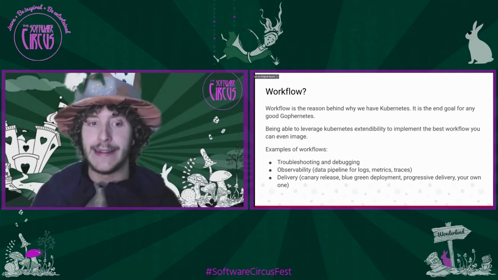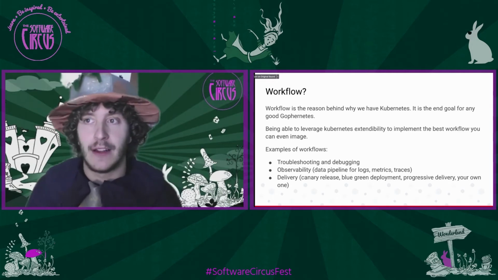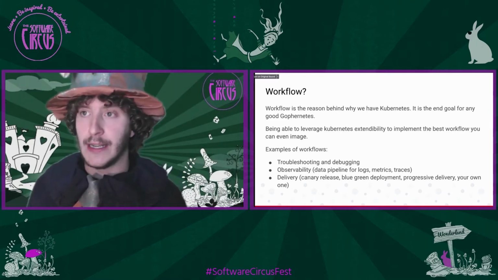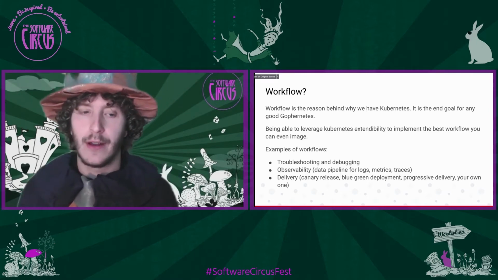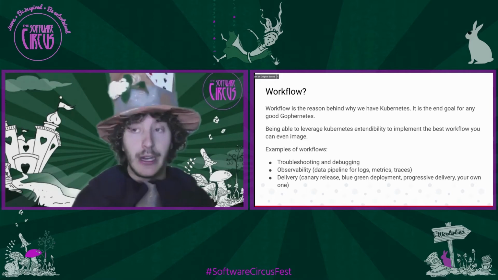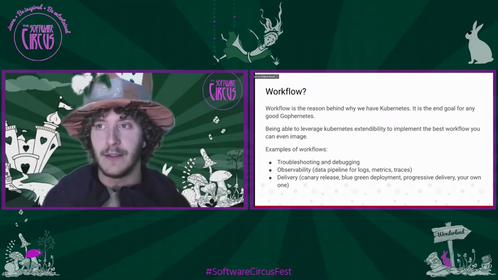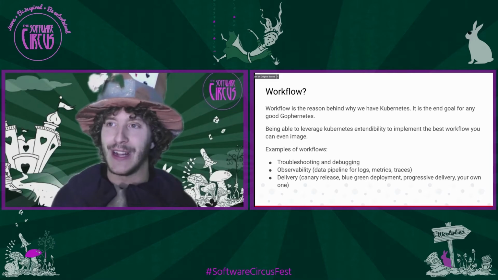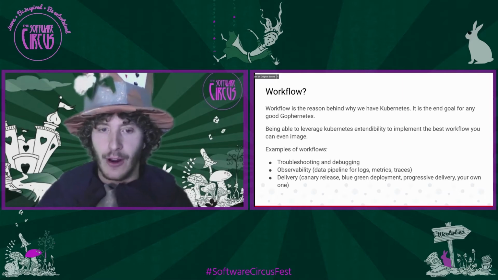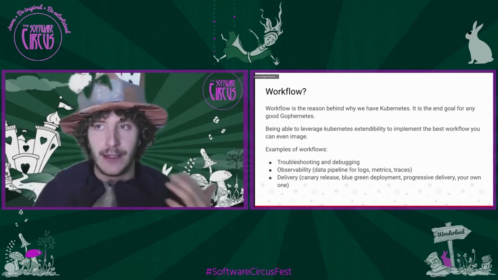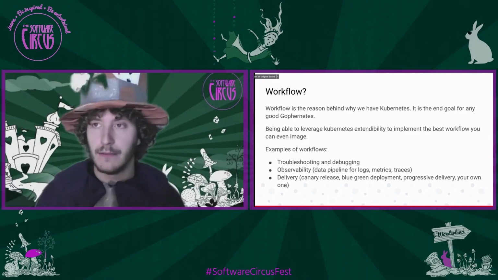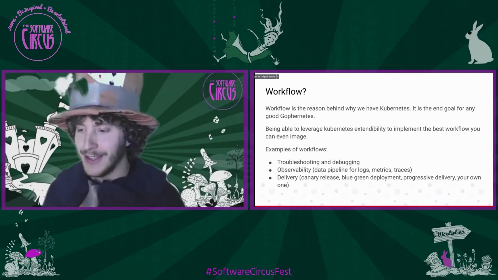Observability and how you build a data pipeline for logs, metrics, and traces is another workflow. It may change based on the choice that a team and a company make, but it's still a workflow that we have to implement, and we have to implement in a good way. Delivery is a huge one. Companies and teams invest ages to try to figure out a good workflow. There are a ton of them, like canary release, when you do a percentage rollout, like blue-green when you keep 2 environments and you swap them all together. Progressive delivery, like feature flags and so on. And your own, don't limit yourself.